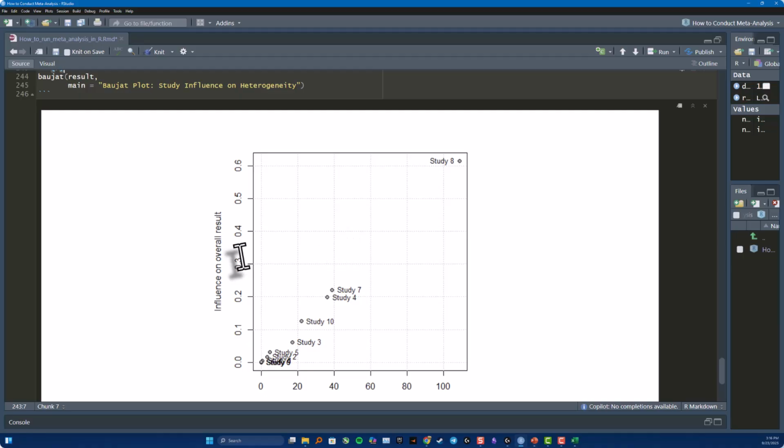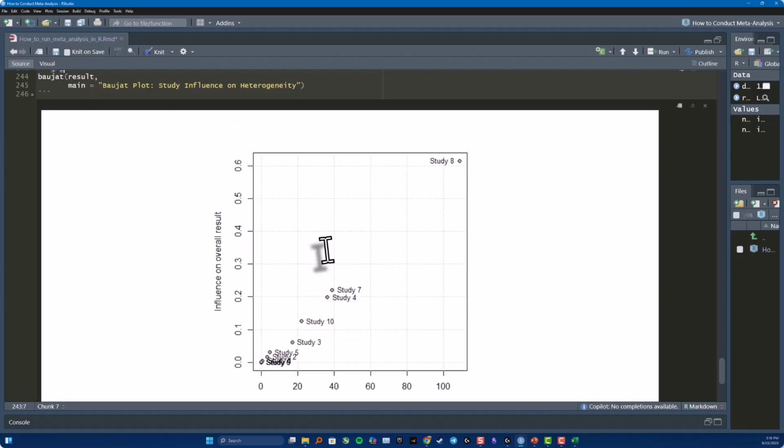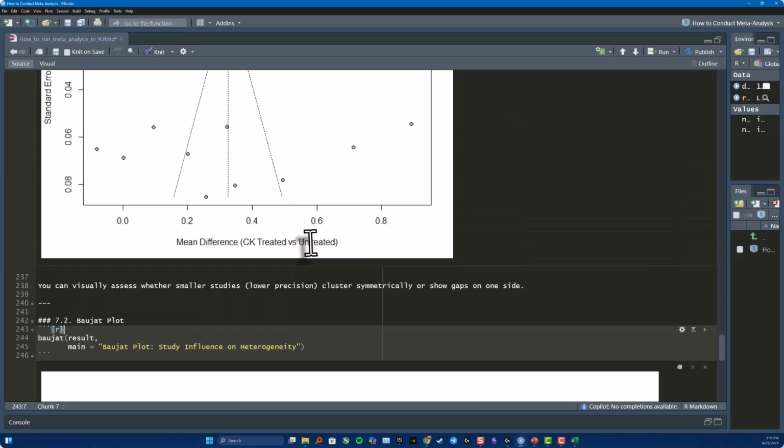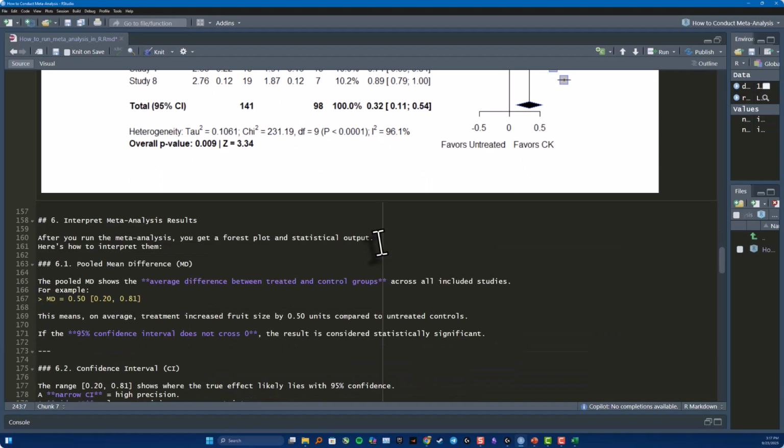And the Baujat plot shows us that, okay, looks like study 8 actually has way more heterogeneity. And let's confirm that. So study 8 looks like it has over 100% proportion of heterogeneity. Let's go back up to our forest plot. And study 8, as you can tell, is the most different from the other treatments here. So that's why it's contributing the most to heterogeneity. Because we have three papers that do cross the null effect line, and then these that are kind of all within each other, and then this one's way out there. So that's why it's contributing the most.